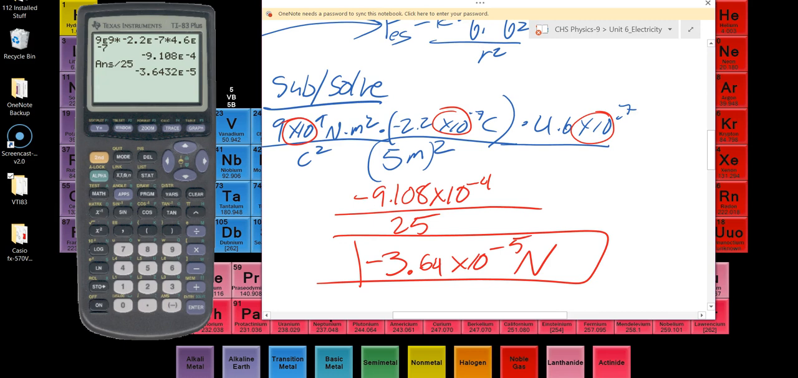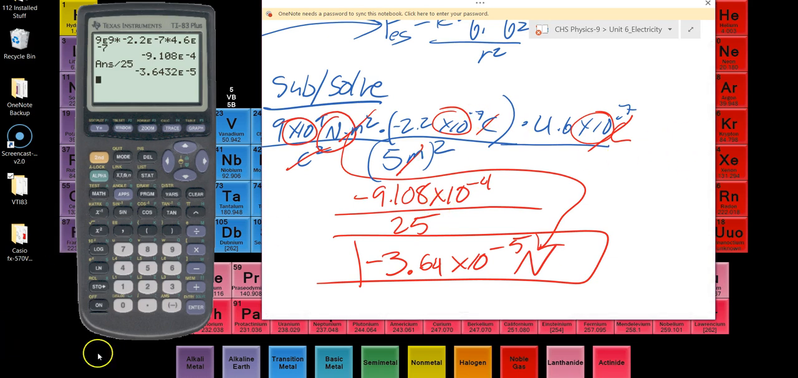If you're curious about the units, a C times a C is C squared. I got C squared on the bottom, so those go away. Meters squared and end up squaring the meters there, so I'm just left with newtons. But don't worry about the units if you're doing your work. Just make sure you got the correct numbers. Okay.